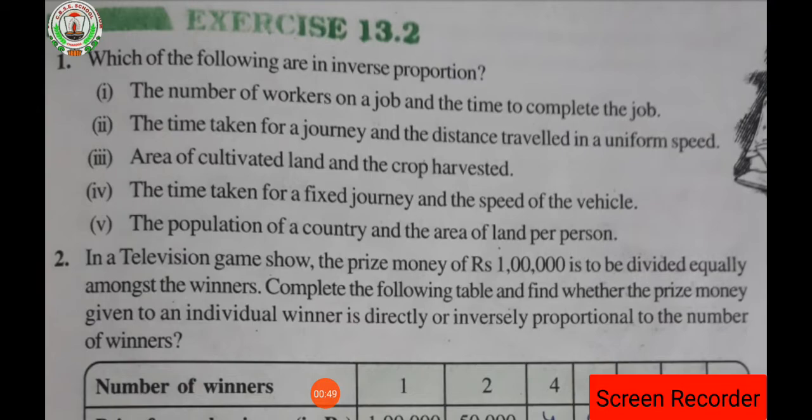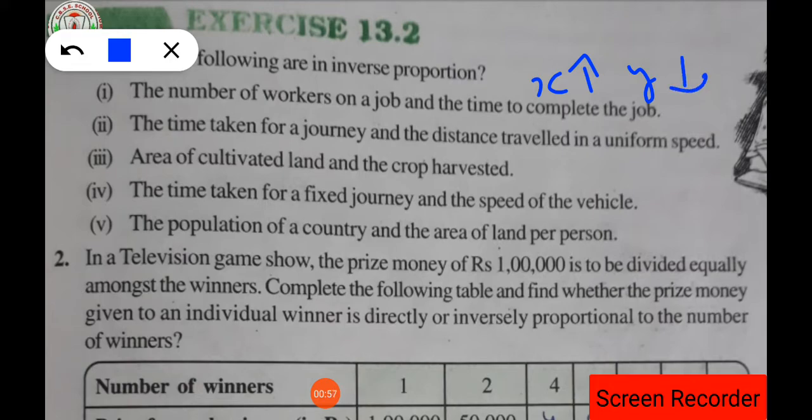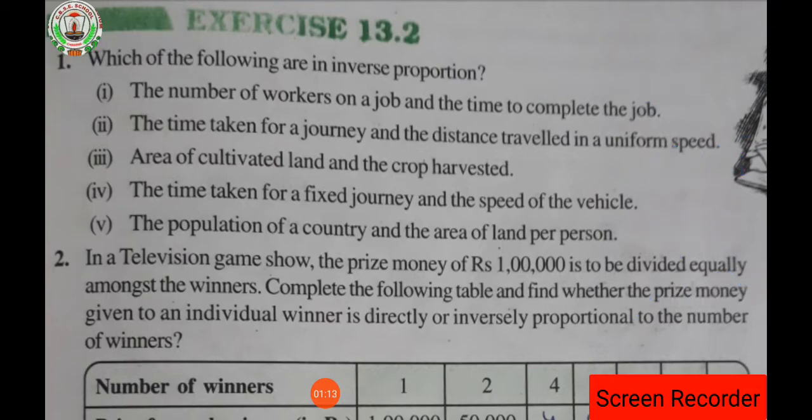Inverse proportion, that means how will it be? If the x value increases, the y value will decrease, and it will be vice versa. If the x value decreases, then the y value will increase. Like this, x1 into y1 is equal to x2 into y2. This is the only rule, isn't it? So in this way we know the definitions. In the previous video we had already completed our definitions, isn't it? So according to that, reading the question, we have to know whether the statements are in inverse proportion or not.